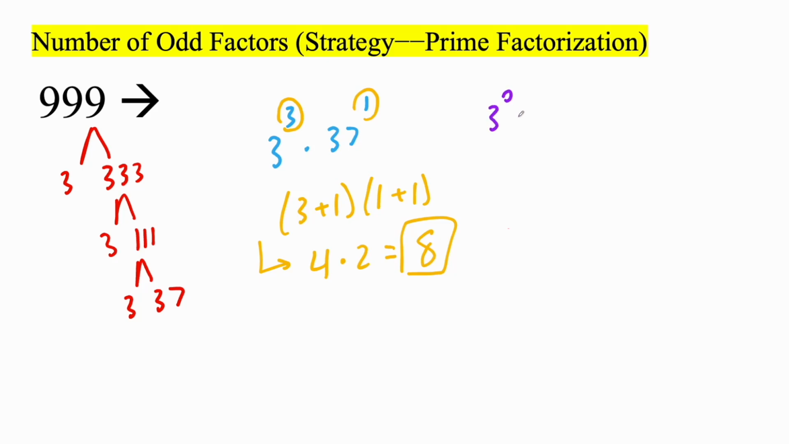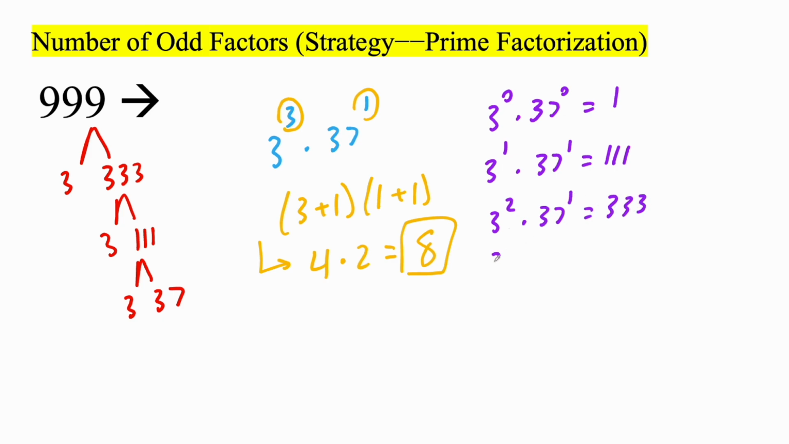3 raised to 0 times 37 raised to 0, we get 1. We can do 3 raised to 1 times 37 raised to 1, and we're going to get 111. Then we could do 3 squared times 37 raised to 1, and we're going to get 333. And we can also do 3 raised to 3 times 37 raised to 1, and we're going to get 999.